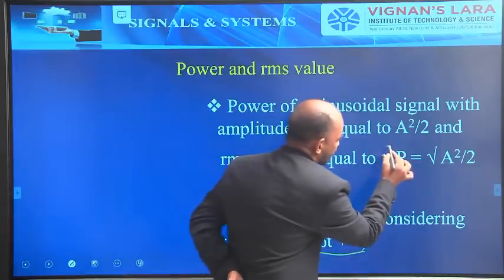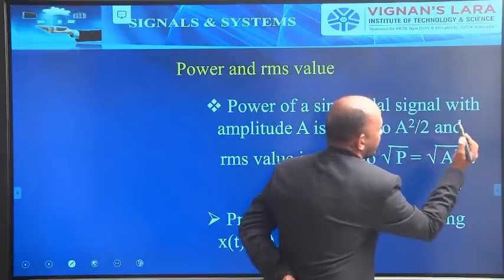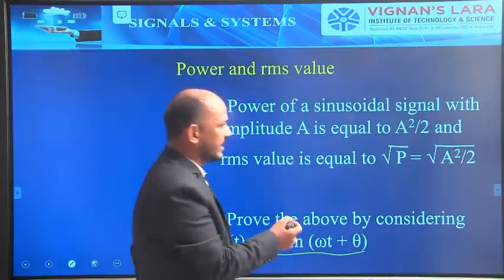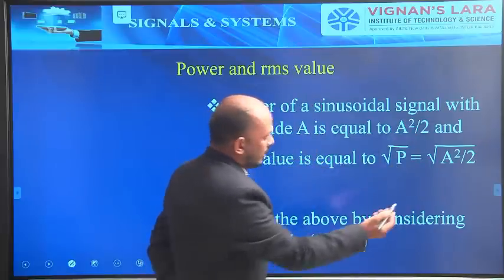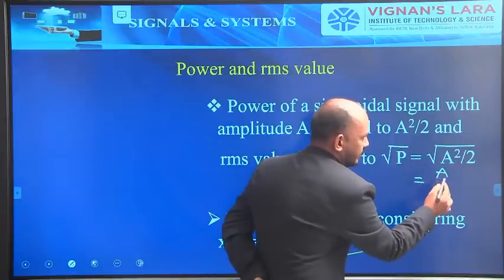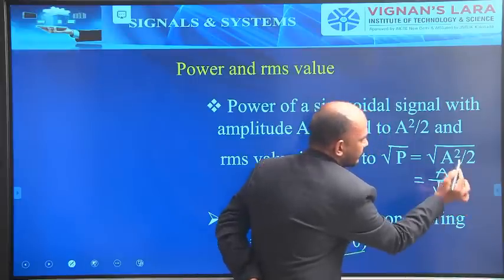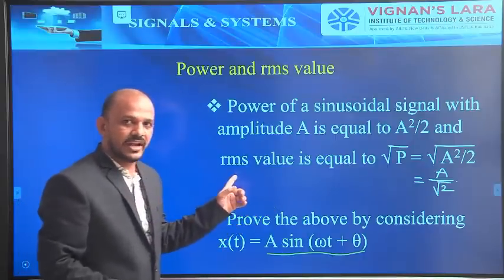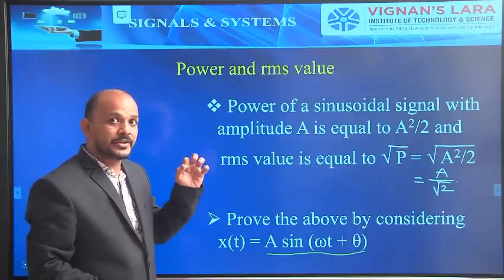Yeah, so simply root P, nothing but root of A squared by 2, because for a sinusoidal signal with amplitude A, the power value is A squared by 2. So that is root of A squared by 2. If you simplify this, what do we get? In the numerator I will get A, because root of A squared is A, divided by root 2. So this is the RMS value, the root mean square value, for a sinusoidal signal with amplitude A.